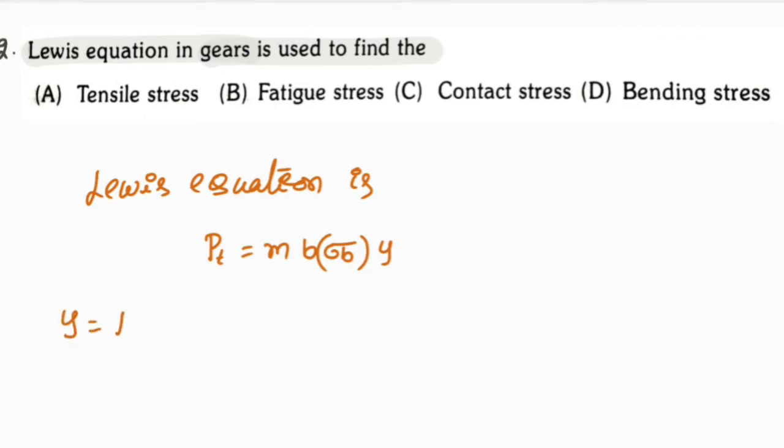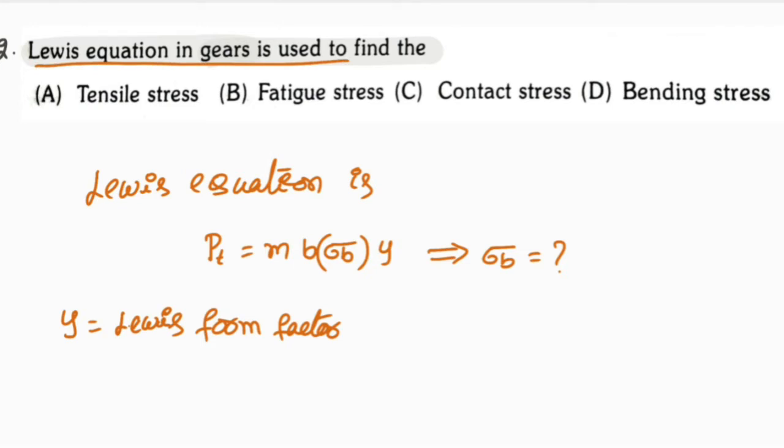Here Y equal to Lewis form factor. Anyhow, from this you can find the bending stress sigma. Here Pt is the tangential component of force for the gear tooth, m is the module of the gear, b is the face width, sigma b is the bending stress, y is the Lewis form factor. Anyhow, the Lewis equation is used for finding the bending stress. Look at option D, bending stress. Option D is absolutely correct.